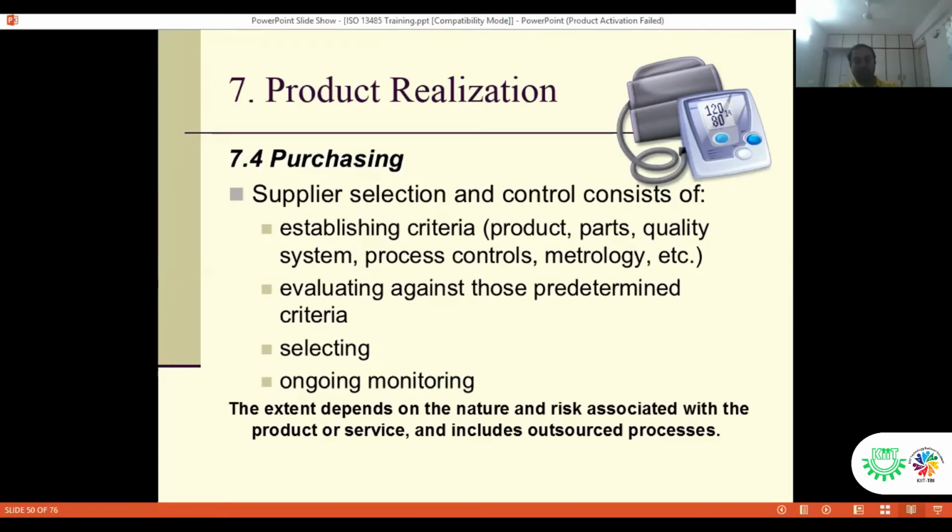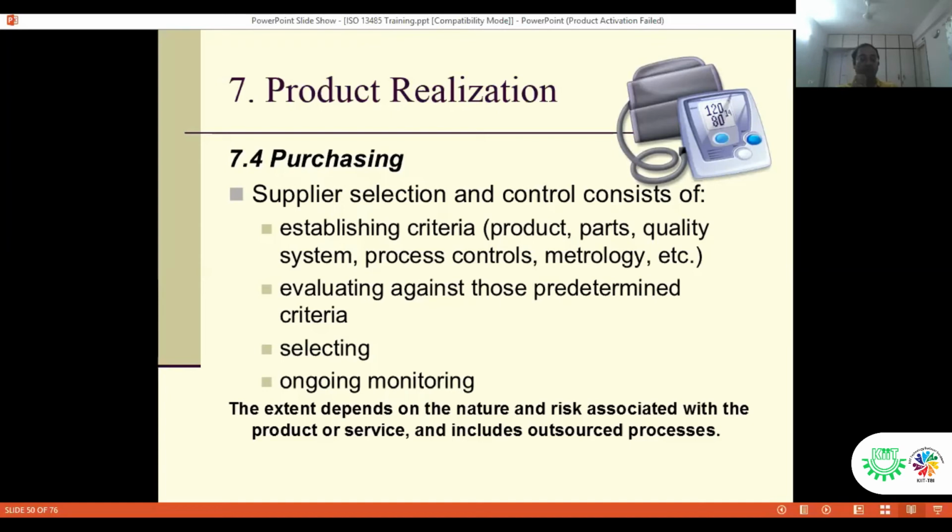Okay, great. So I will be talking right now about clause 7.4. Clause 7.4 talks about the purchasing activities. So what are the criteria for selection of your vendor? You have to define it, because supplier evaluation is very important in ISO 13485 clause 7.4.